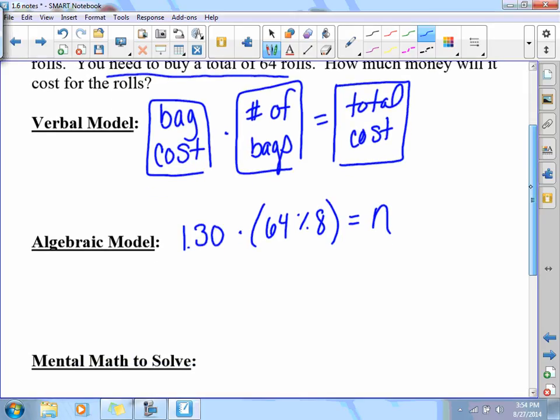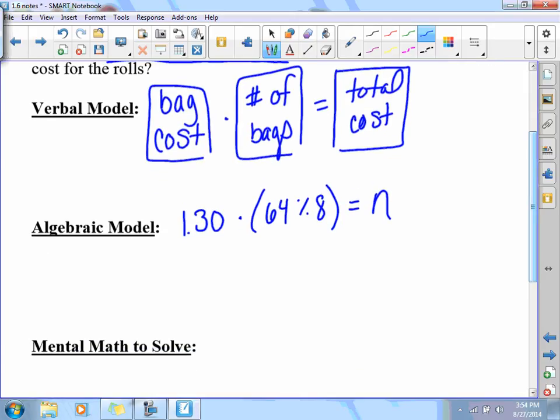So really, once I do this extra little division step, then I'll be able to calculate my answer. So I'll have 1.30 times 64 divided by 8, which is 8. I need 8 bags of rolls. So then I take 1.30 times 8, do that on your calculator, and you will have spent a total of $10.40.